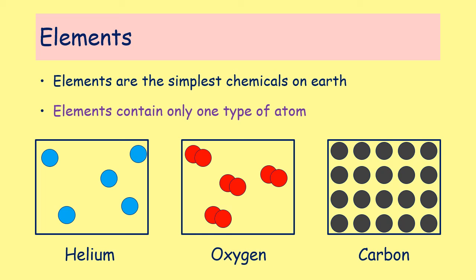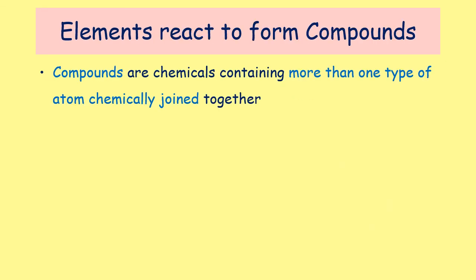And the final picture we have is carbon. And you can see there that that picture, every single atom in it is the same. It's the same size, it's the same color. So that makes it an element. Now, every single box is different, but each box only contains one type of atom, and that is what makes them elements. Now, compounds are what we call a chemical that's made from two elements that have reacted together.